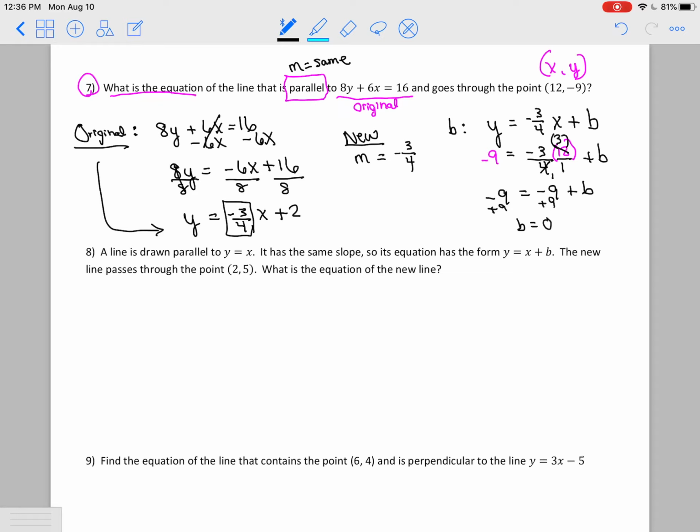Okay, so we want to put this together. So b is equal to 0. So our new equation is actually going to be y is equal to negative 3/4 x. And since b is 0, we don't even need to write that. We don't usually write that out. We just stop right here and say, okay, this is my new equation.